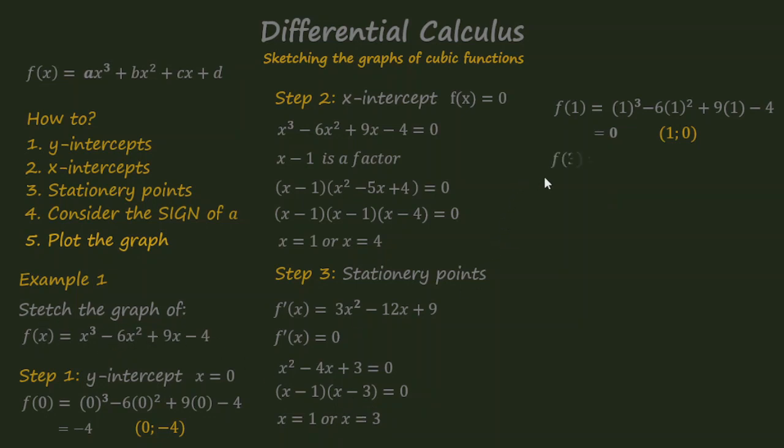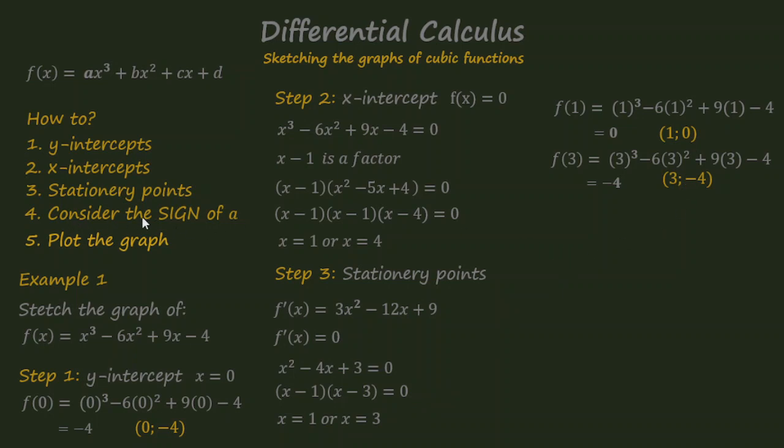When I do that, I get minus 4. Therefore, when x is 3, y is minus 4. That is my second turning point or stationary point. Now we have found the two stationary points of the graph because we only have x equals 1 and x equals 3. These are the only two values of x that we have. Therefore, we have these two stationary points.